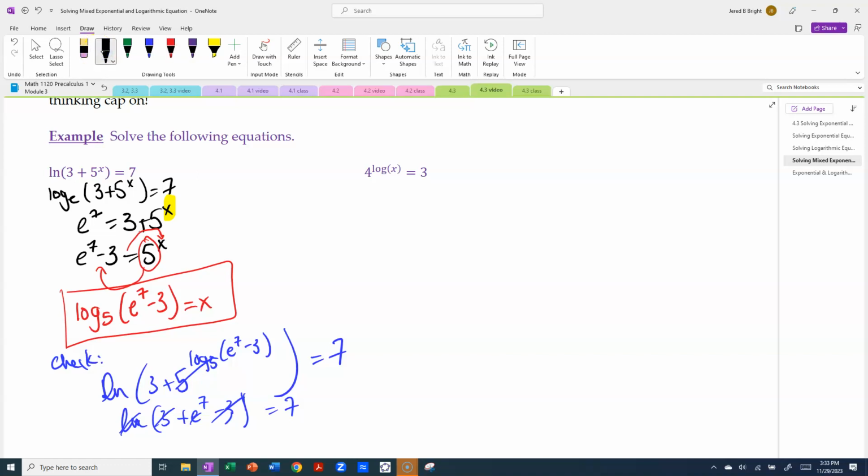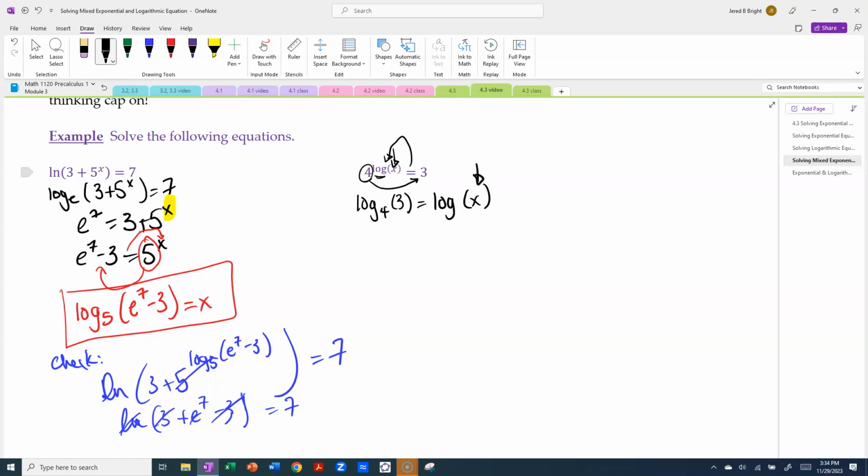Next example, 4 to the log of x equals 3. Again, I want x, but that's buried behind an exponential of base 4 and a logarithm. Again, work from outside in, so I need to get rid of the 4. How do I do that? It's in exponential form, convert it to a log. So I'd have log base 4 of 3 is equal to the exponent, which is log x. Log base 4 of 3 is equal to log of x.